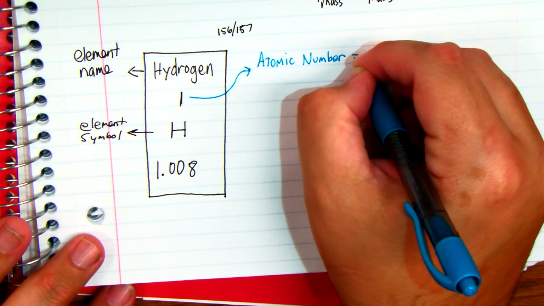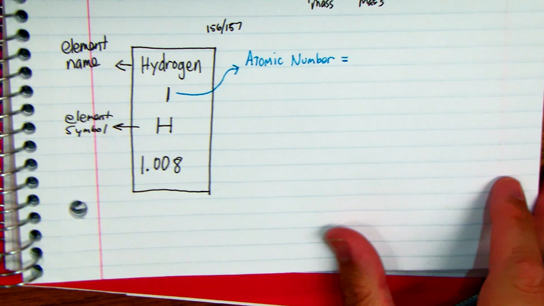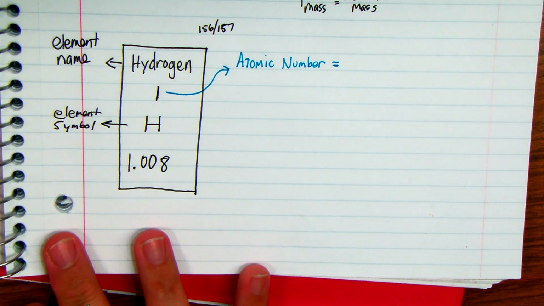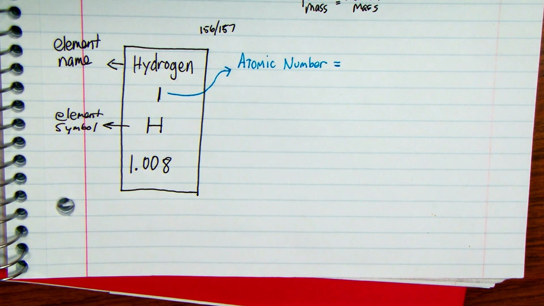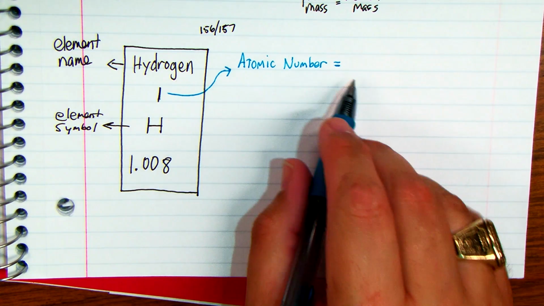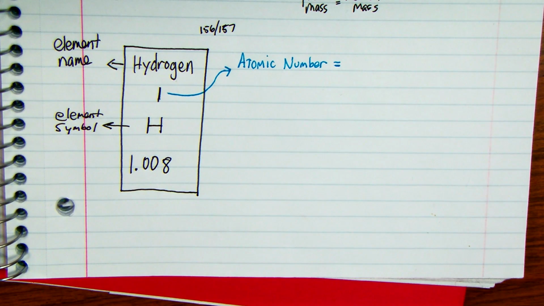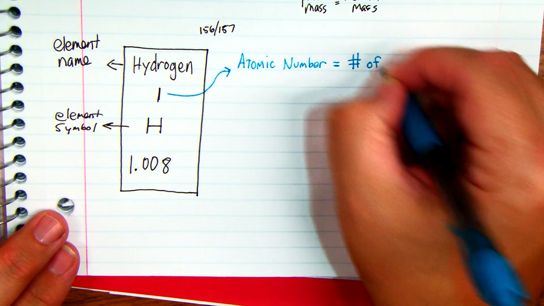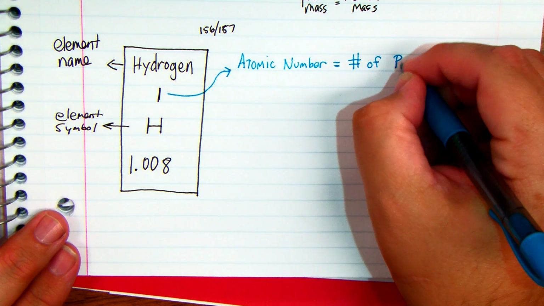Now, right here, atomic number. It's weird on my screen, it's kind of crooked. On here, it's straight, but if it's straight here, it's crooked there. I'm trying to make things as best as I can. For atomic number, what is the atomic number equal to? I'll give you a hint. It's the number of protons.